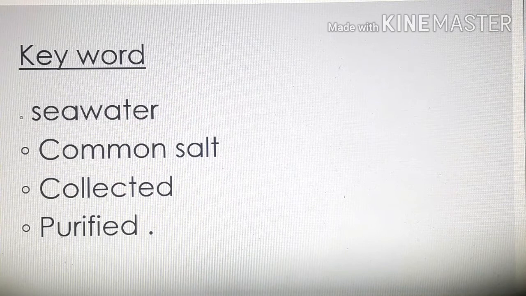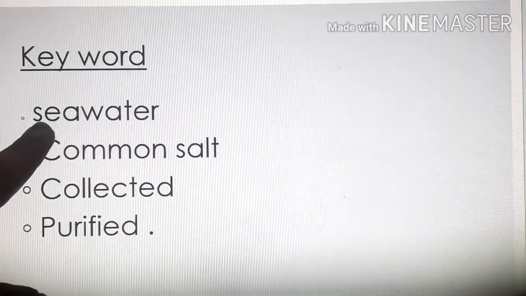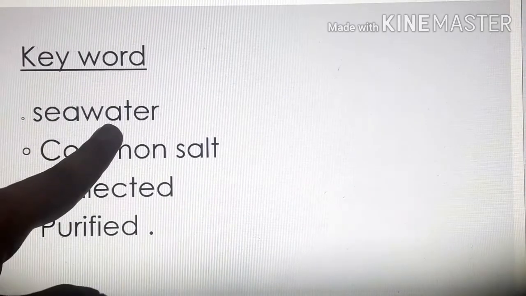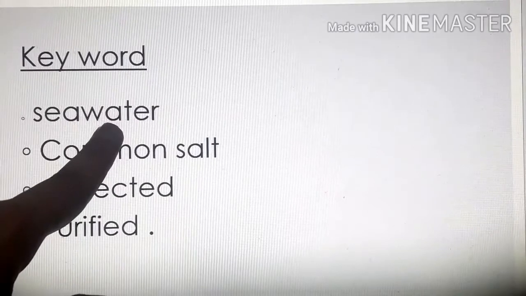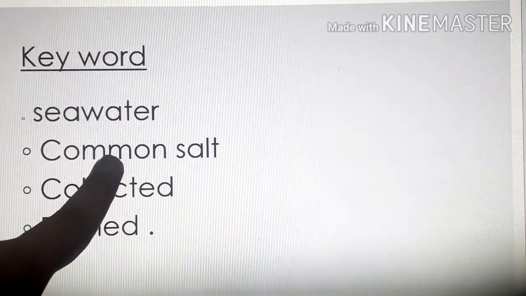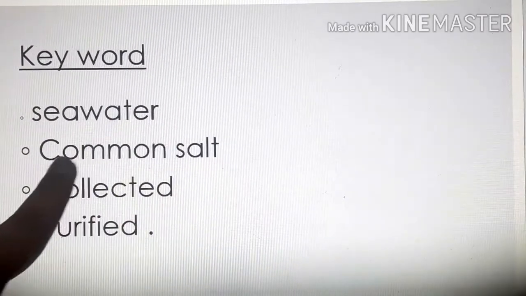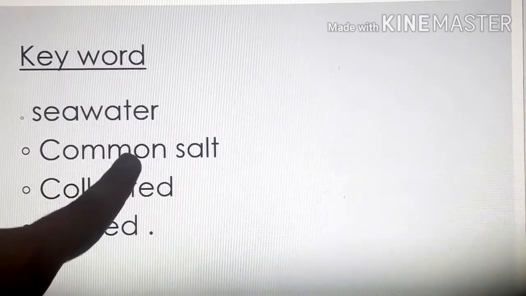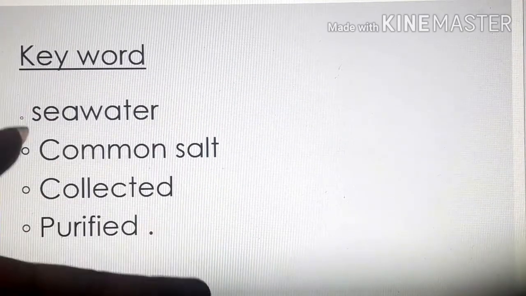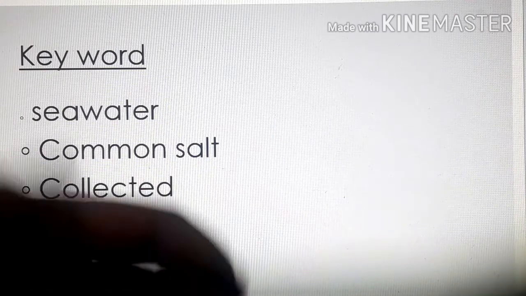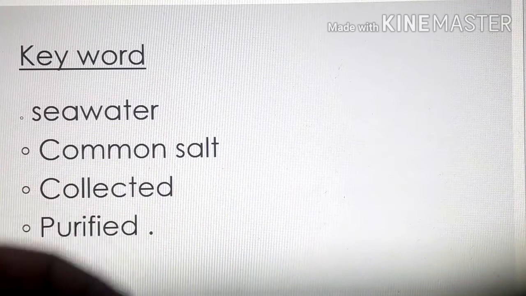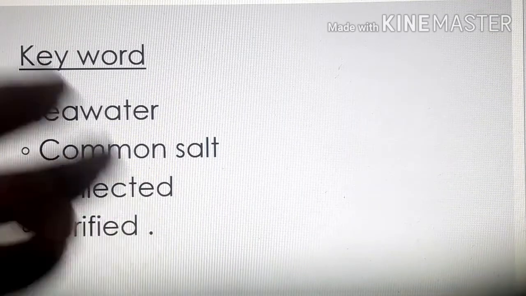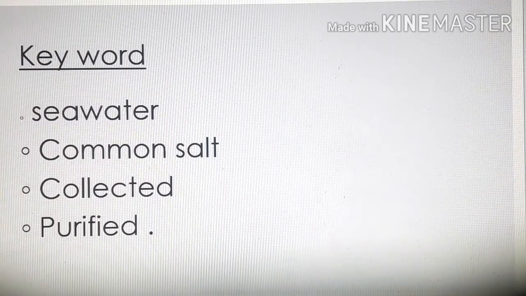The key words which we have come across are: first, sea water. Second, common salt. Do you know what common salt is, children? The salt which we use in our food. This is the common salt. And sea water contains a lot of salt which is unhealthy and unfit to drink.